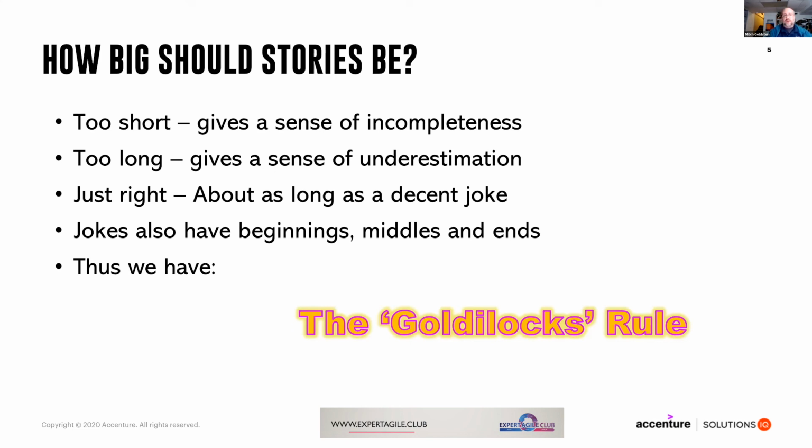When stories are too long and too detailed, we get the opposite sense. We get the sense that we've underestimated, that it's more complex than we think it is. So how long should a story be? A story should be just about as long as a decent joke.